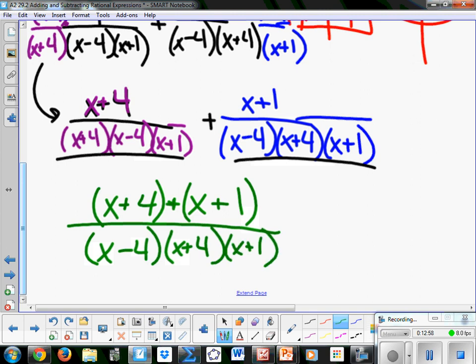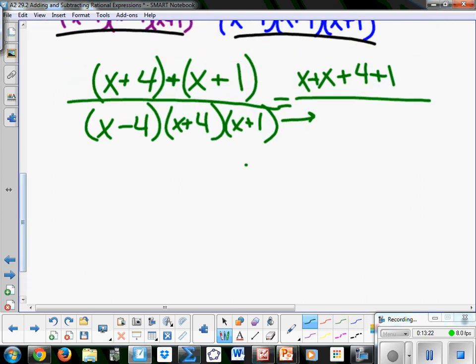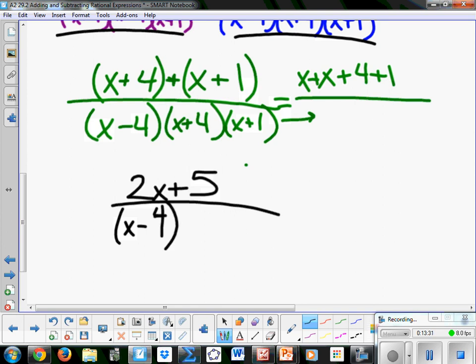Okay, since we're adding these, I can just drop the parentheses and rewrite it, put my like terms together to have x plus 4 plus 1 all over, I'm not going to rewrite this denominator, all over all of what we have there, okay? And then just to make sure that we get it nice and cleanly finished, our final answer is going to be 2x plus 5 all over that long and lovely denominator, x minus 4, x plus 4, and x plus 1. Okay, so again, we've done some addition. We've done addition of rational functions.